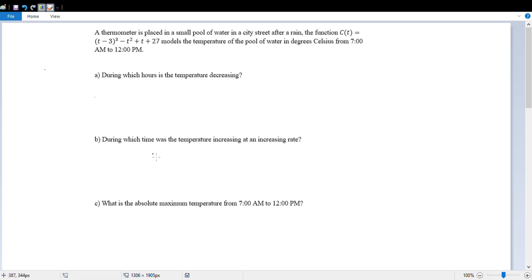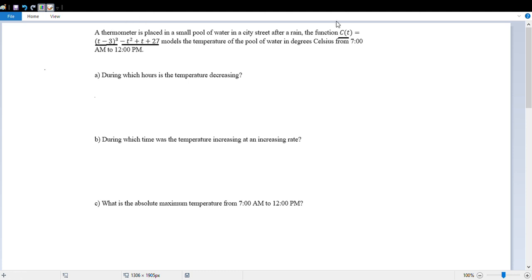Okay, everyone, I have another practice problem for us to look at together. This problem involves looking at an equation for the temperature of just a small little pool of water that's been left in a city street. We're going to model it with the polynomial function (t - 3)^3 - t^2 + t + 27. And that is going to be the model for C(t), the temperature in Celsius, from 7 a.m. to 12 p.m. So we're just looking at a 5-hour time period, okay?